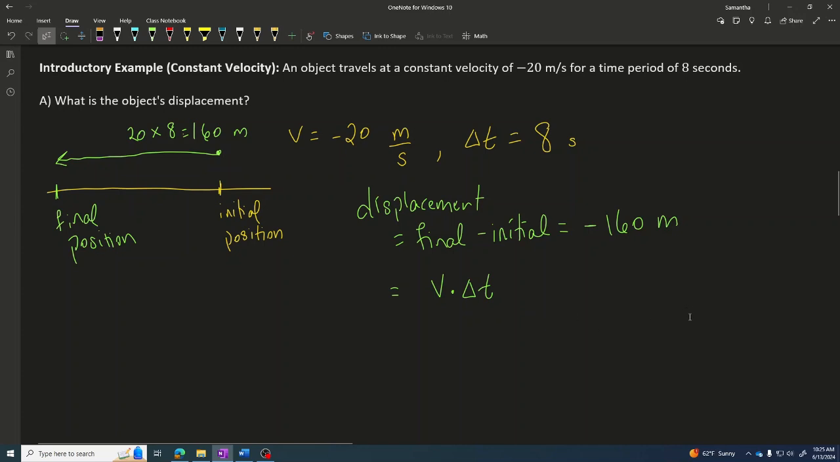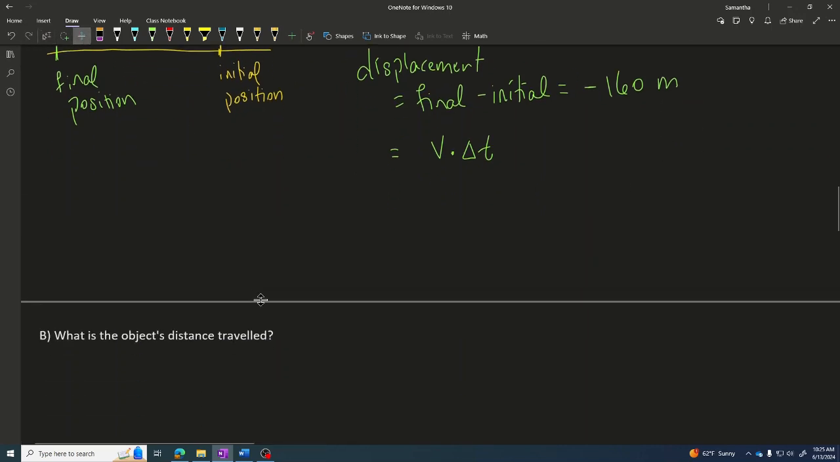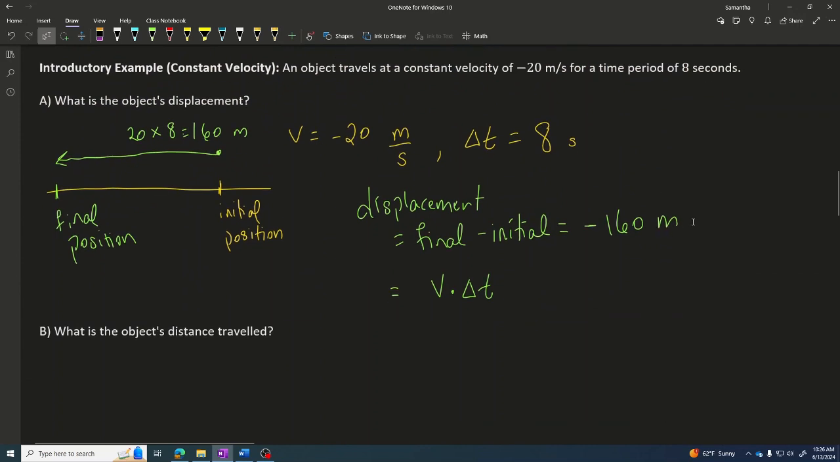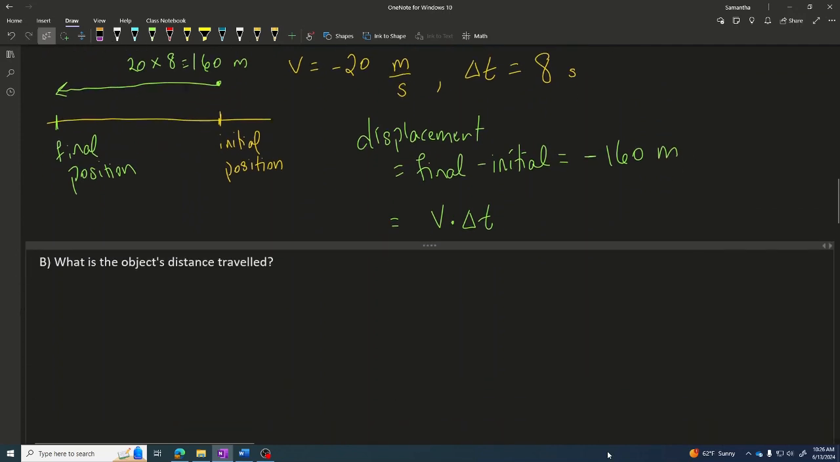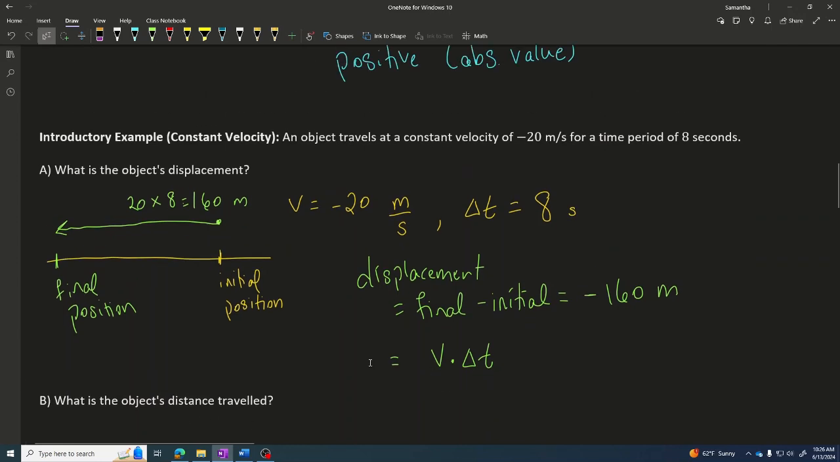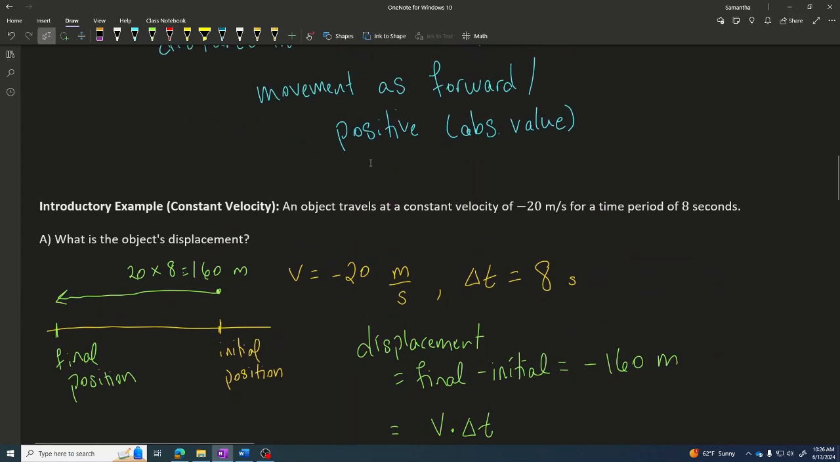Now, by contrast, let's, for this same situation, ask how far did the object travel during that time? Well, if we're asking how far the object traveled during this time, distance traveled doesn't care that you were moving backward during this period of time. Distance traveled treats all of your movement as if it were positive in the forward direction.